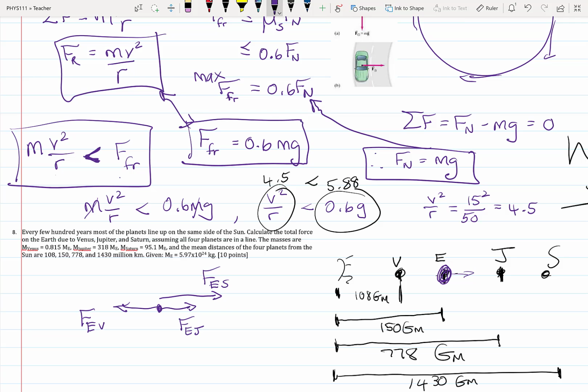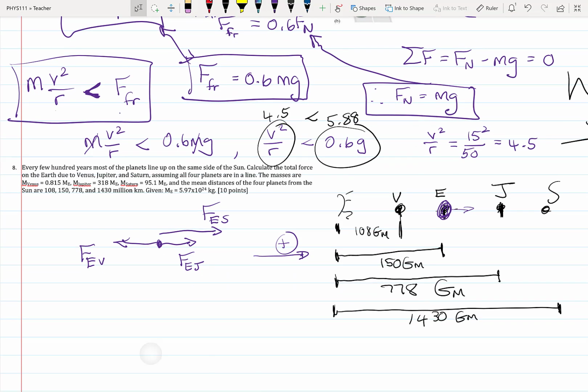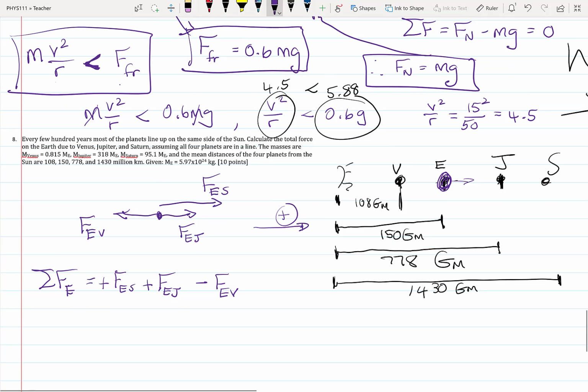So the net force on the Earth is going to be the sum of all of those. So I've got to choose a coordinate system. It's a one-dimensional problem. I'll just choose positive to the right. Therefore, the sum of all the forces on the Earth is equal to, let's see, positive force due to Saturn plus the force due to Jupiter minus the force due to Venus.